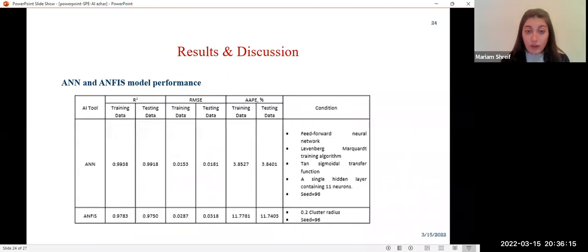And I want to highlight here that since the training error and the testing error were similar in both the ANN and the ANFIS, we don't have overfitting here. But if the testing error was higher than the training error, this means that we have overfitting. So we should take care and remove some inputs, some variables, so as to avoid overfitting.